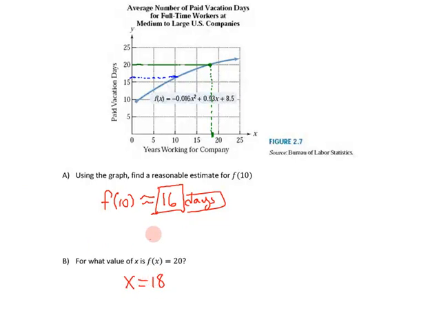It would take 18 years before you reach 20 paid vacation days.